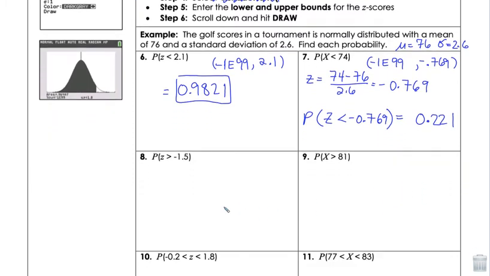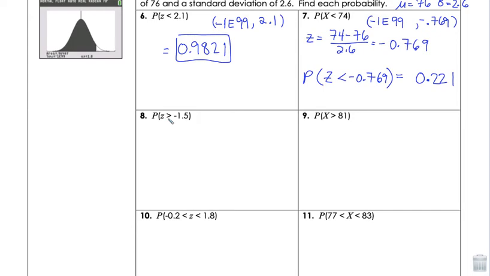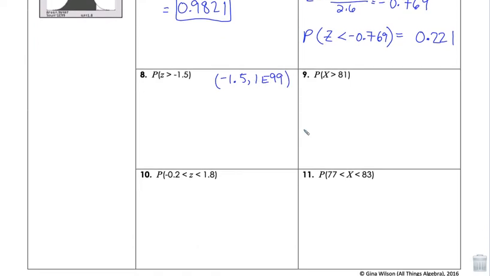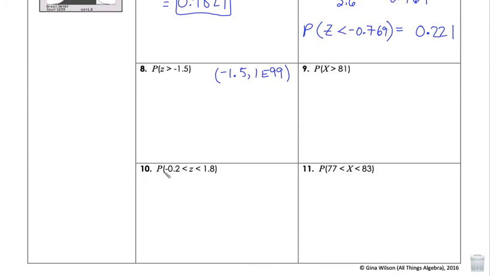When you have z greater than a value, that means that this will be our lower bound. And our upper bound would be positive infinity. So we use 1 e99. A problem like this where we have z in between two values, well, we have our upper and lower then. The lower bound would be negative 0.2. The upper bound would be 1.8. So we put those as our upper and lower bounds in the calculator.